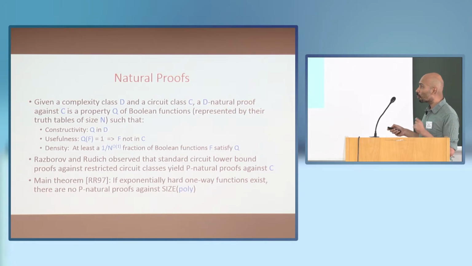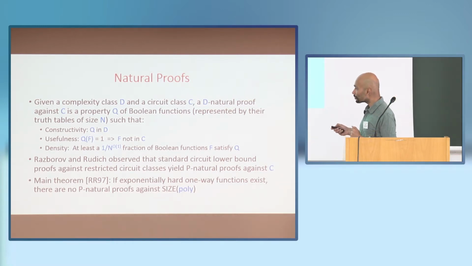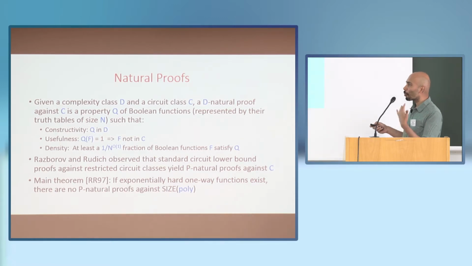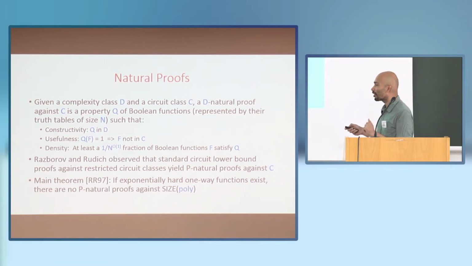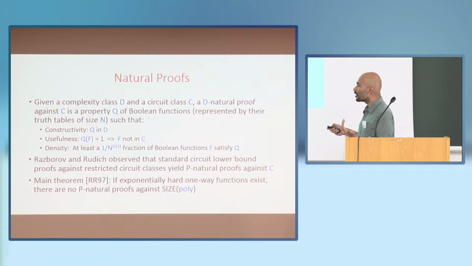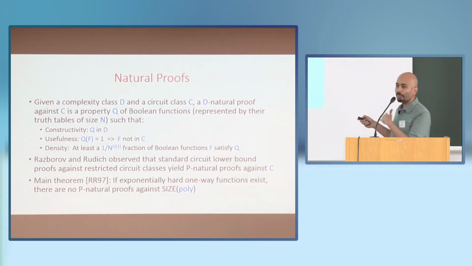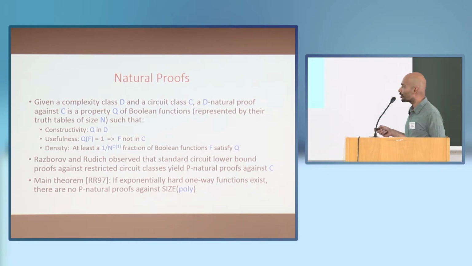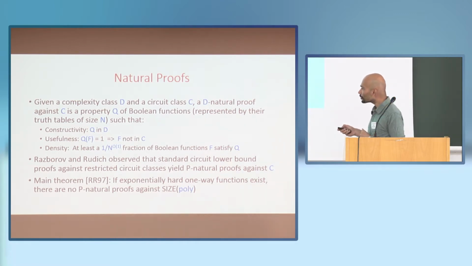If exponentially hard one-way functions exist under this cryptographic assumption, there are no P-natural proofs against polynomial size circuits, right? And in fact, assuming appropriate hardness assumptions, you can get this to work even against classes C that are only slightly above the classes where we know how to prove lower bounds. For example, TC0 depth 4 and so on. And perhaps David will have something more to say about this in the next talk. So this is the main theorem of Razborov-Rudich.